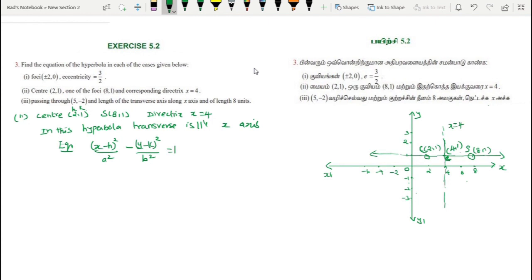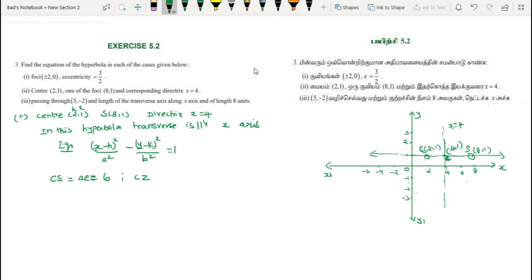So the distance from the center to the focus, CS, equal to AE. So which is equal to what? The distance from C to S, the total distance is 8. Subtract 2 from it and the distance from C to S is 6. So AE equal to 6.